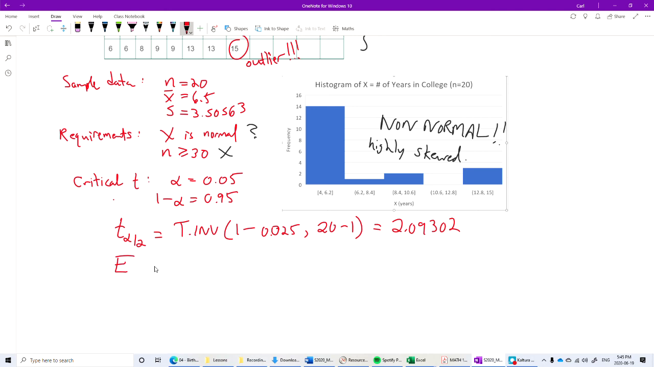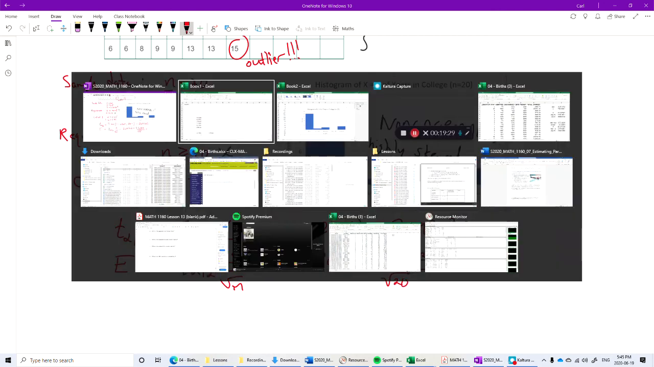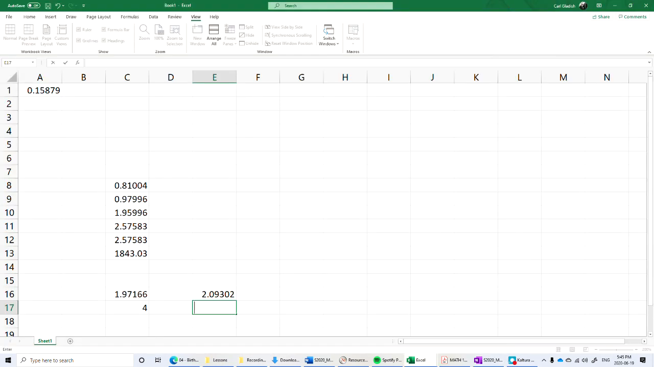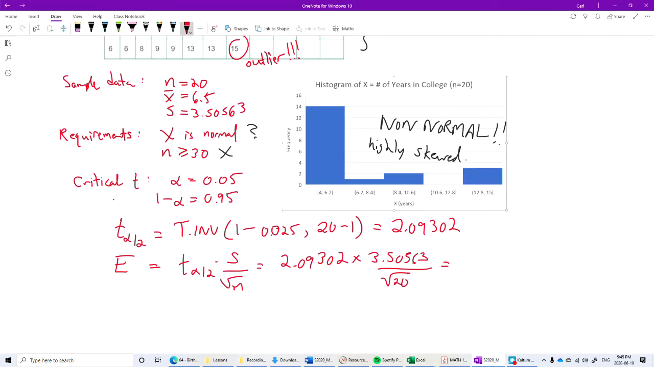Okay, now what's my margin of error? It's critical t times s over square root of n. 2.09302, s was given, n is 20. What do I get? Let's do it on this calculator. 2.09302 times 3.50563 over square root of 20. Margin of error is 1.6406.